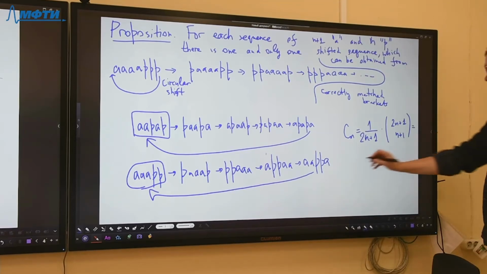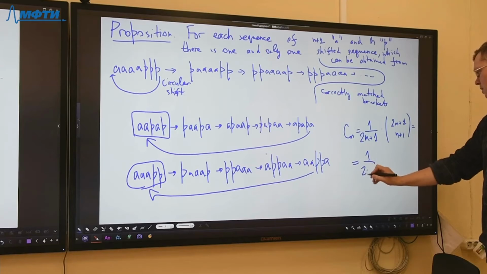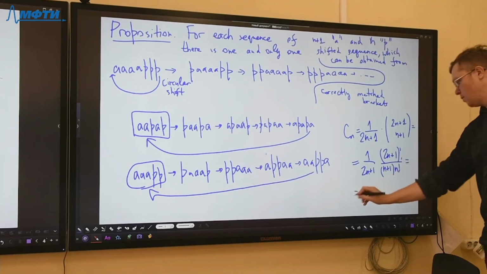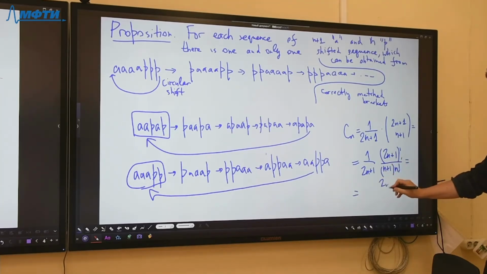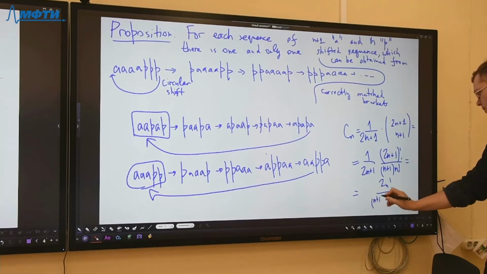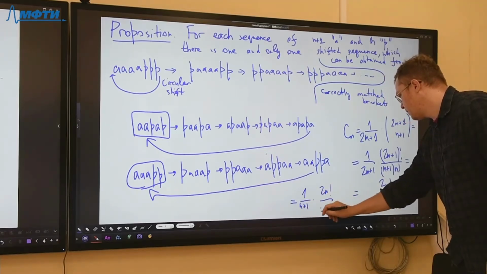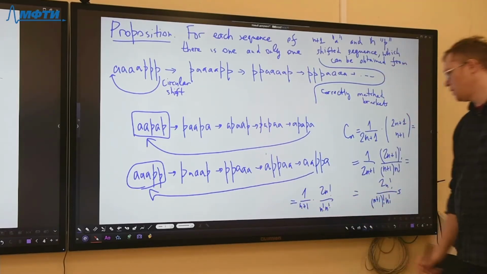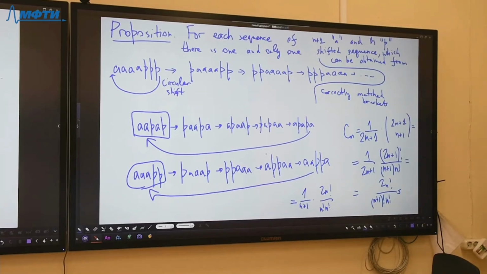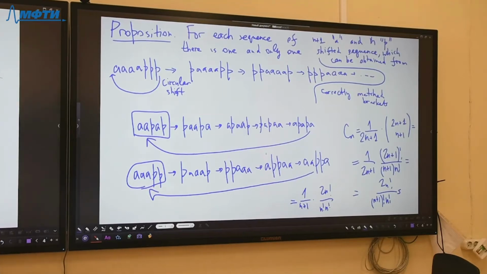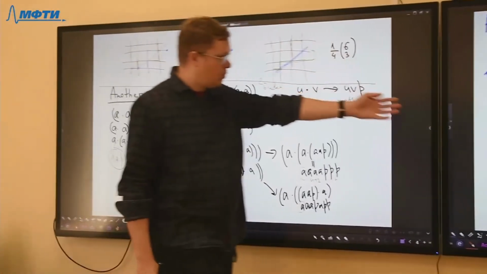And if you look at the formula, 2n plus 1 factorial over n plus 1 factorial n factorial, then of course we can rewrite this as 2n factorial over n plus 1 factorial n factorial, or 1 over n plus 1 times 2n factorial over n factorial n factorial, and this is the formula that we proved before. So the tricky part is to prove this proposition.